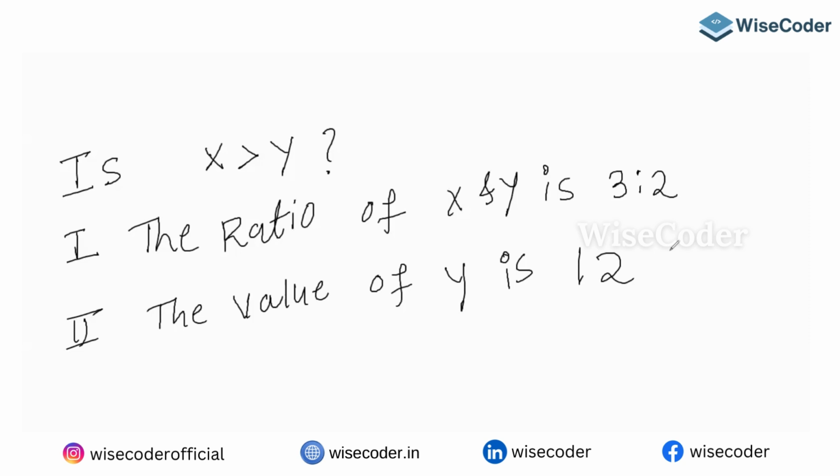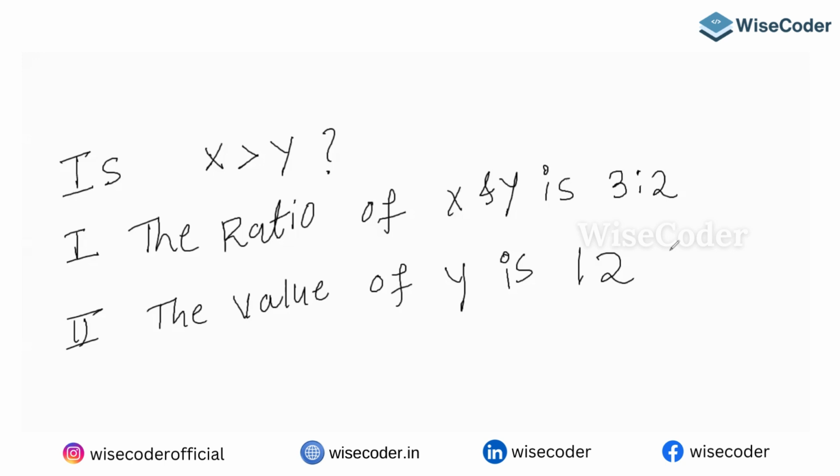Let's look at statement 1. X is to Y is 3 is to 2. The statement 1 alone is not sufficient, since it's a ratio, we do not know whether X and Y are positive or negative. Yes or no? Without knowing whether they are positive or negative, you cannot figure it out. But when one fails, your choice is what?